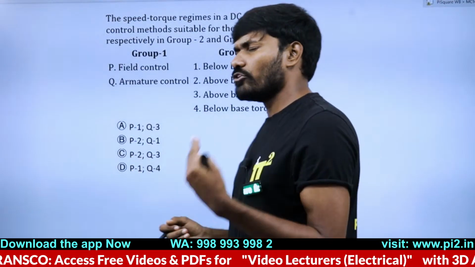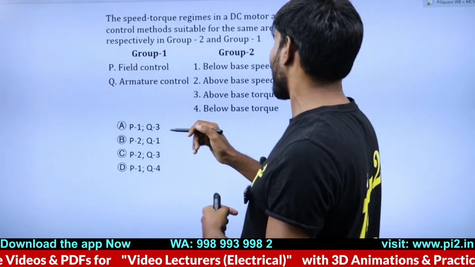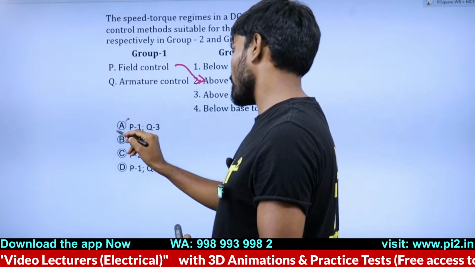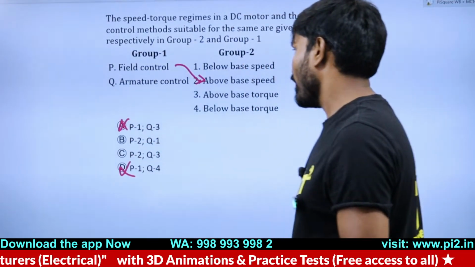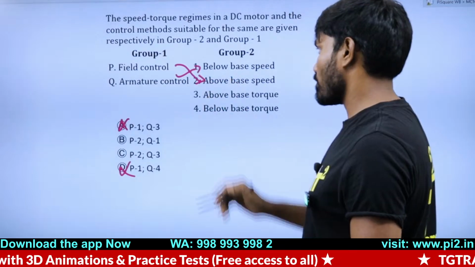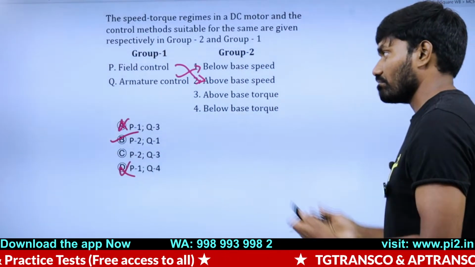Field control methods are usually for above rated speed. Simple. Field control is for above rated speed, above base speed, right? P is to 2. So this is gone, this is gone. And armature control is for below rated speeds. Q is 1. So option B is right. Option B is right. Simple.